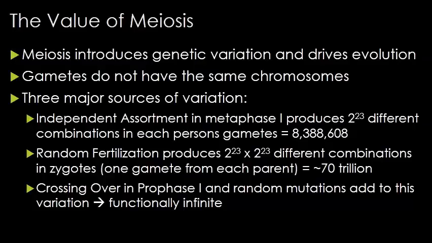And if you expand that even further and look at prophase 1 and crossing over and that randomness that occurs during synapsis, well, the actual differences here are functionally infinite. And so this is where the variation comes from in sexual reproduction, and this is essential to our evolution and our survival in an unstable world.